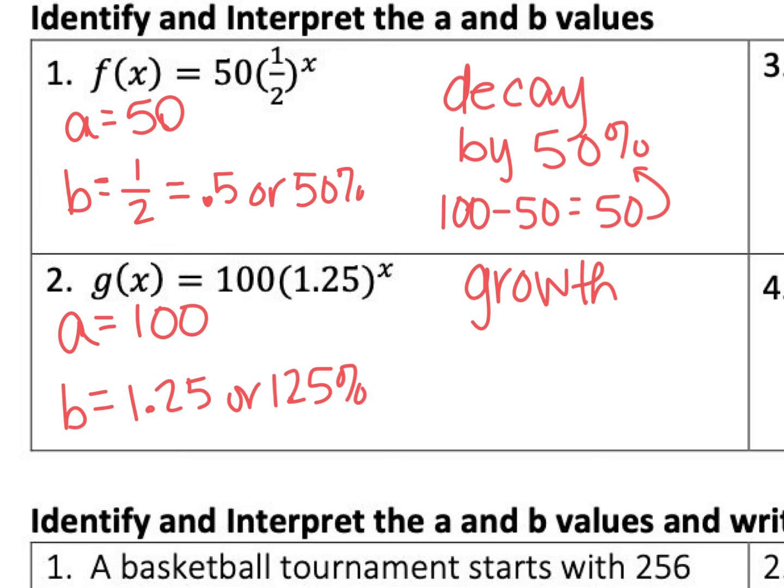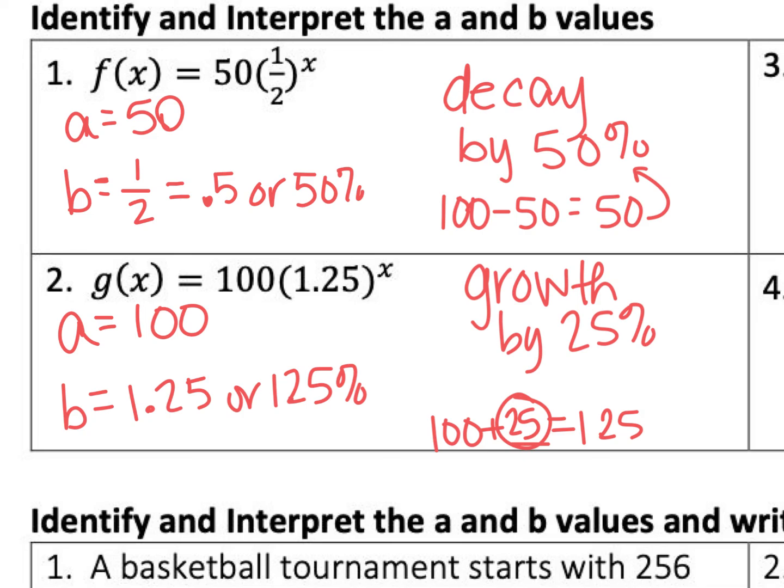So this is going to be, since it's a growth, we've got 100 plus something is 125. Well, what plus 100 is 125? 25. So it's a growth by 25%. Okay, and that's probably the trickiest part, and we'll continue to practice that the next couple of days.